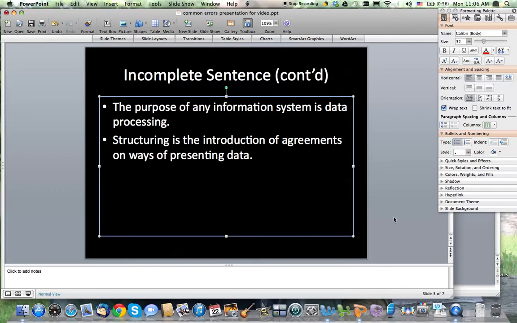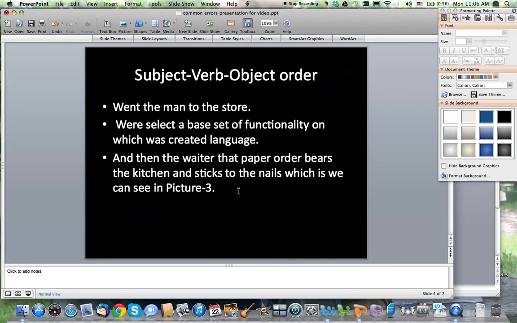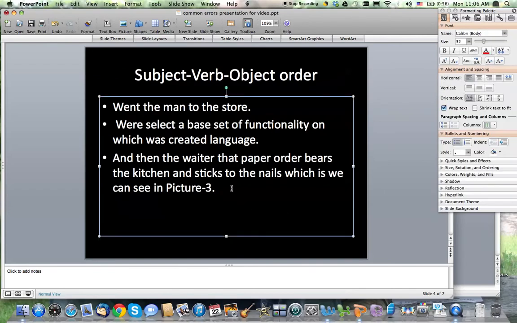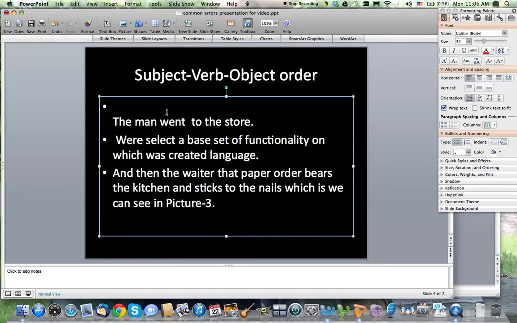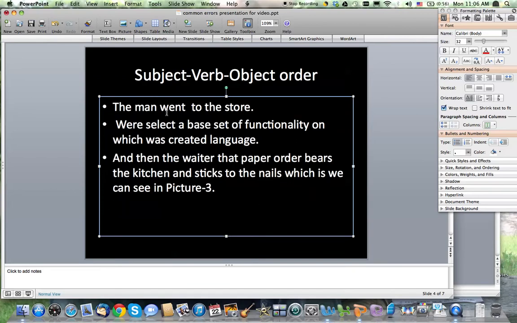Okay, and let's go on to our next one here. Subject, verb, and object order. Now generally in English it goes subject, then verb, then object. Not all the time, but most of the time. Let's look at this first sentence. Went the man to the store. Well, the man is the subject, and went is the verb. So we need to move went over here after man. Oops, sent. Let's change it to went. All right. The man went to the store.